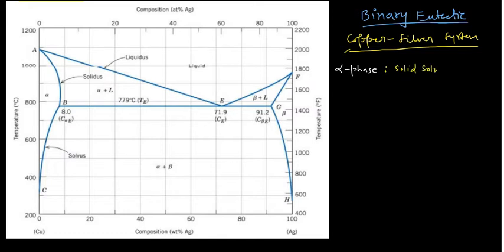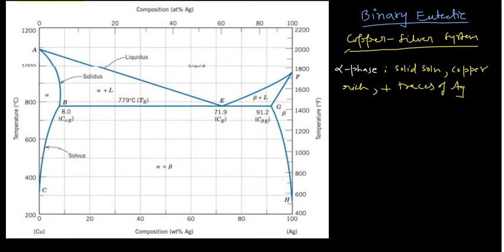Okay, and that solid solution is rich in copper. That means copper would be in the highest percentage in that case. So you see copper would be there, a copper rich phase. It's a copper rich phase. So you should remember this. And this will also have traces of silver.